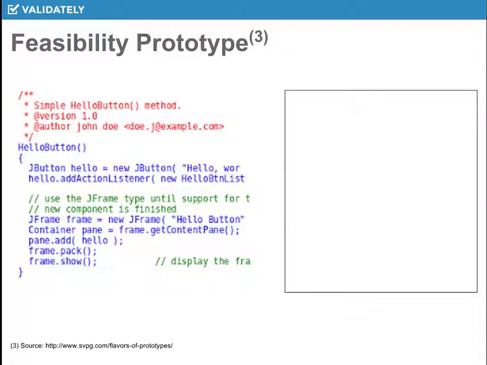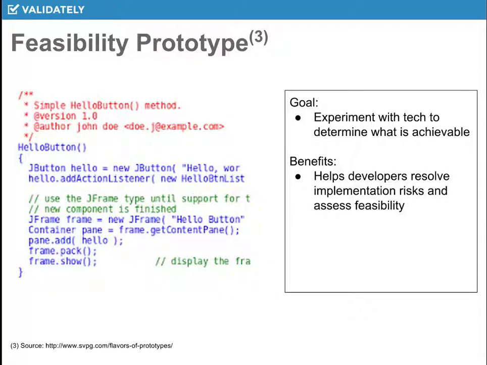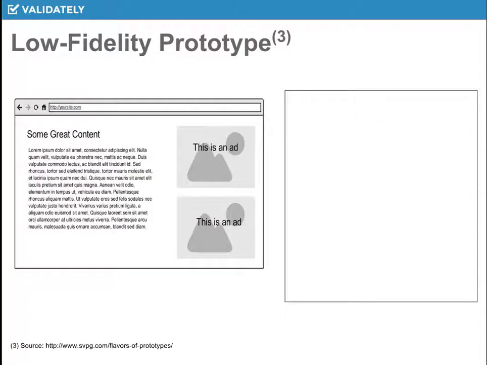The first is the feasibility prototype. And the goal of that is to experiment. It's done by the developers, and the goal is to experiment with technology and determine what's achievable, and do it early on so it can help inform product decisions and design decisions. It helps developers resolve implementation risks and assess feasibility. It does require developer time, but it's really, really important to do.